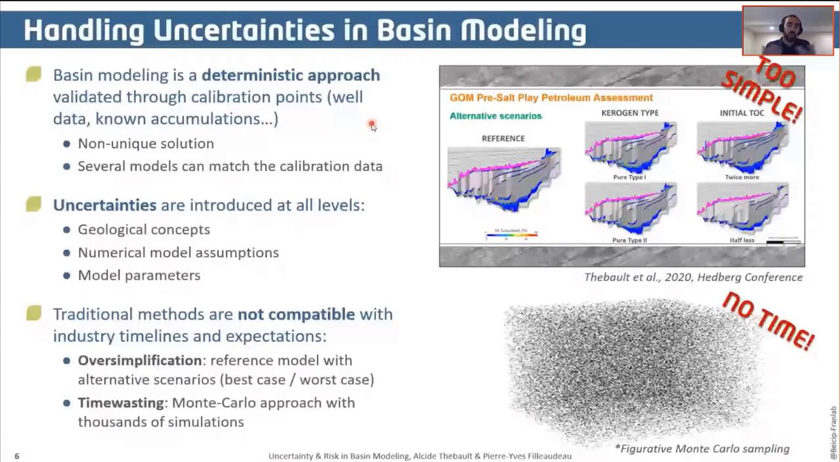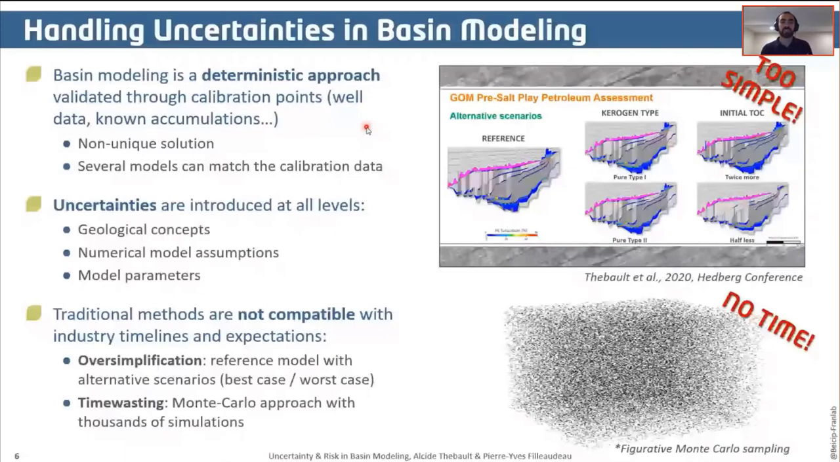Well, as you all know, I'm sure by now, but it's always nice to mention it again, basin modeling is a deterministic approach and it is validated. Each simulation is validated through calibration points. So for example, your well data, your accumulations, and so on. So actually, the solution is not unique, and you may have several models that will match your calibration data, and that will actually give various answers as you move further away from the calibration data. So already here, you have a variability, you have an uncertainty on your models.